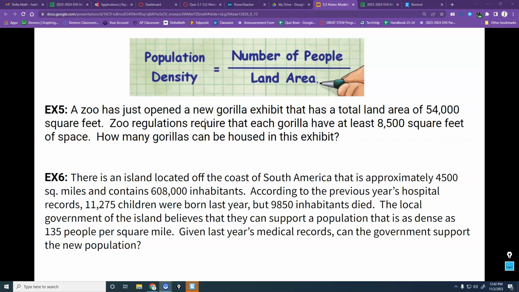All right, so a zoo has just opened a new gorilla exhibit that has a total of 5,400 square feet. Zoo regulations require that each gorilla have at least 8,500 square feet of space. How many gorillas can be housed in this exhibit? What do you guys think?